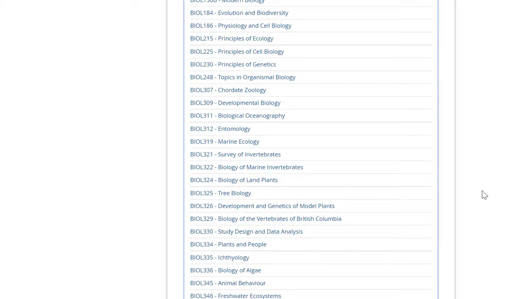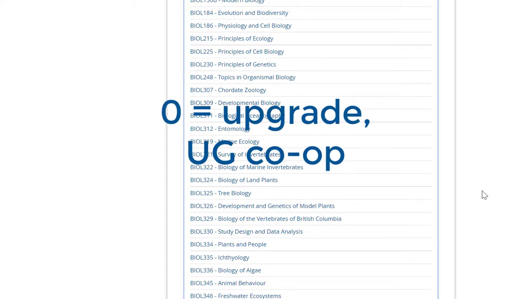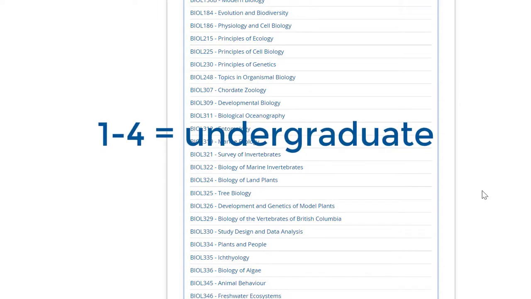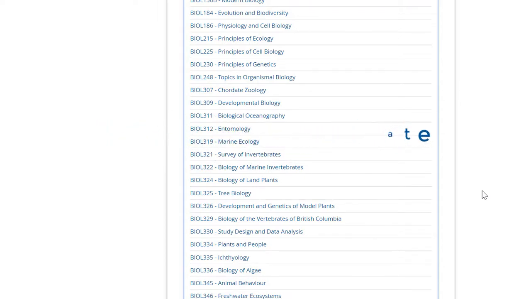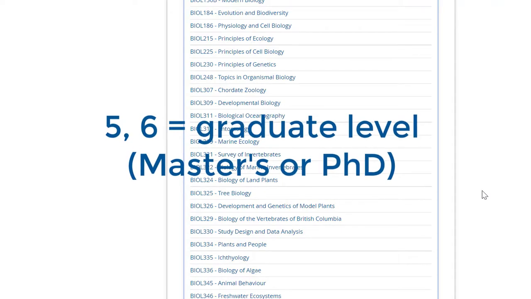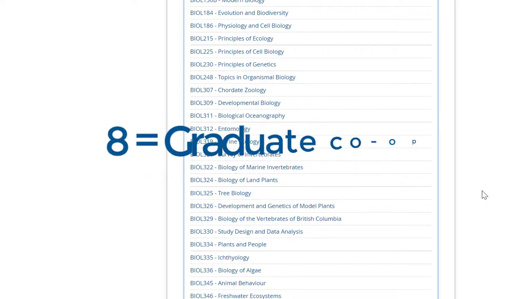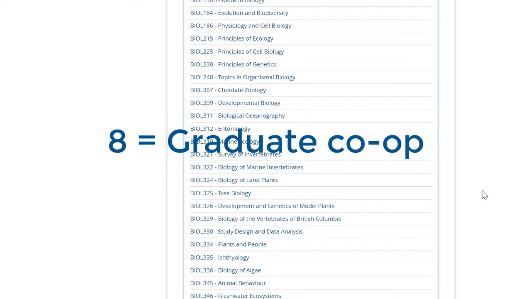Now, the number sequence is relevant in that it relates to the year of study, and in some cases, you'll also see a letter as appropriate. The first digit of each course code indicates the year level. A number 0 indicates a university level upgrading class or an undergraduate co-op work term. Numbers 1 through 4 indicate standard undergraduate level classes. Numbers 5 and 6 indicate graduate level classes. Number 7 indicates an education professional year, and number 8 relates to a graduate co-op work term.